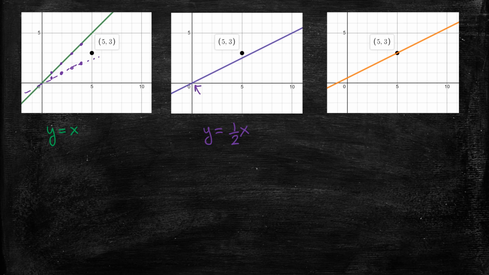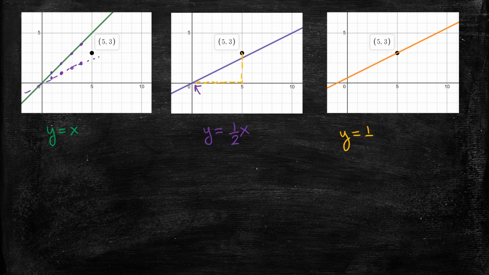And then the next step is where you notice that the y-intercept of this purple line is 0. And the next step is to do translations in order to get that y-intercept to land on the point (5, 3). So if you take this y-intercept and move it over 5 units and up 3, you end with the orange line going through the point (5, 3) with a slope of 1/2.